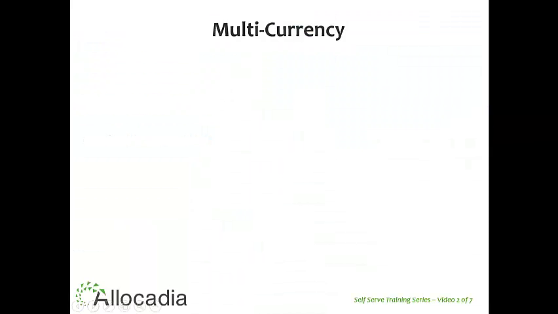Allocadia accommodates all currencies and multi-currency functionality. There are 4 steps in setting and managing your currency. Step 1. Choose a master currency for your company. This is the currency that you want each budget underneath the roll-up to convert to in your roll-up view and reports.